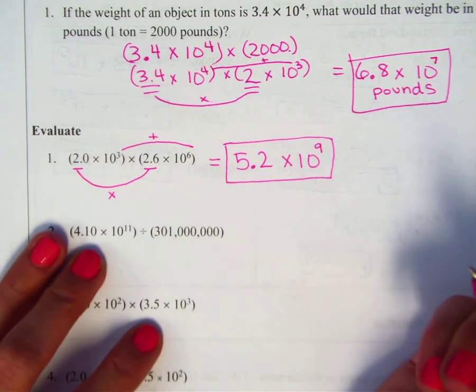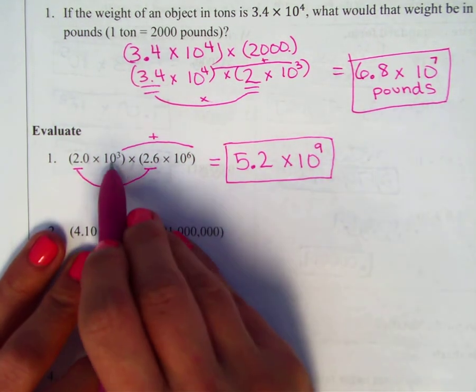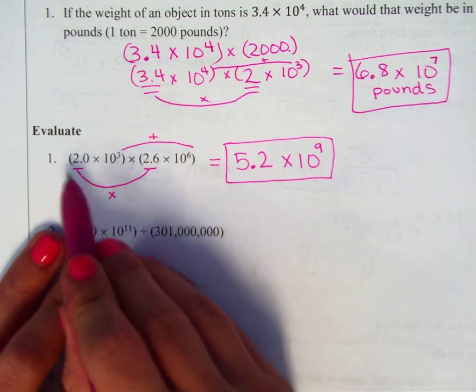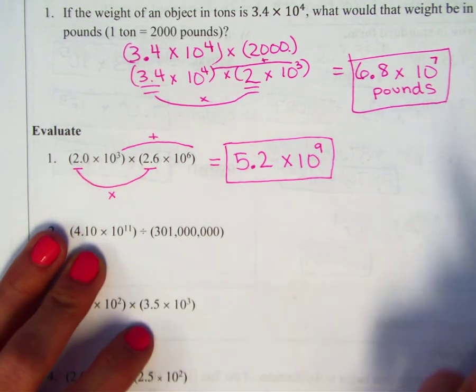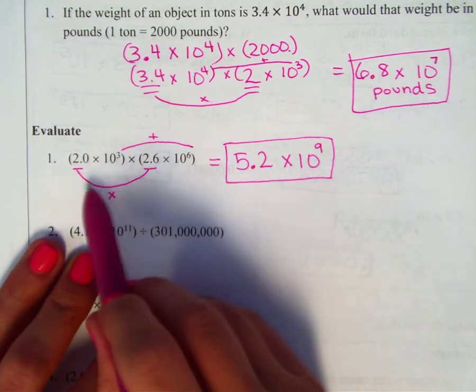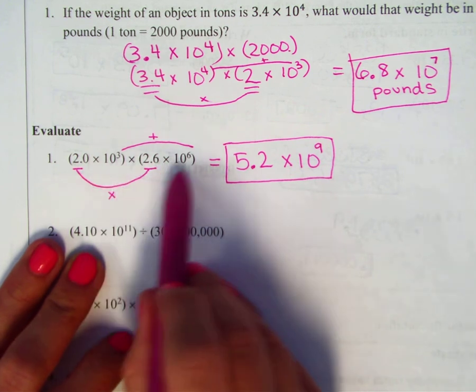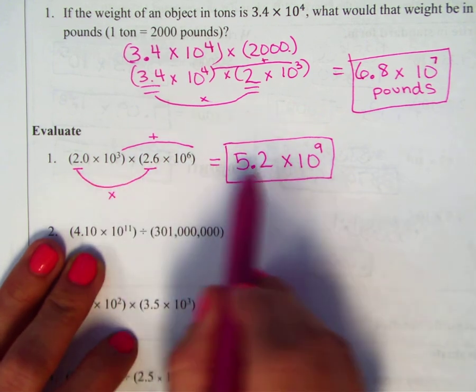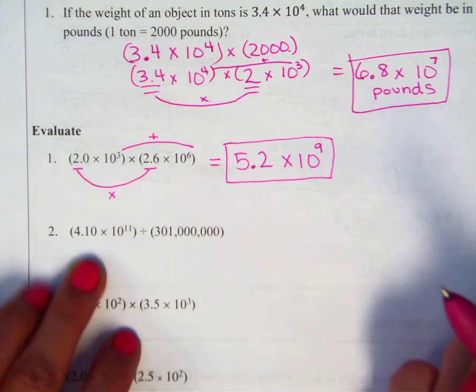Notice we don't need a calculator, right? We can just multiply our coefficients and then add our exponents. We're not grabbing a calculator. We're not making these standard form and typing it all in. We're just simply multiplying those and adding exponents.